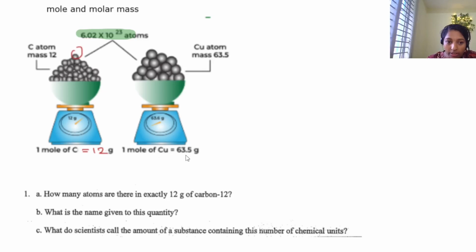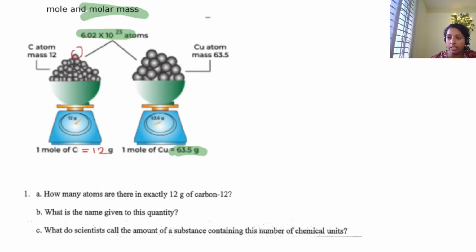For copper, see the molar mass? 63.5. So, that is actually what you call molar mass. When 1 mole of that particular species is taken in a weighing balance, what may be the reading? That is what you call the mass of 1 mole of substance, the molar mass. That's all. That's all the concept of the mole concept.